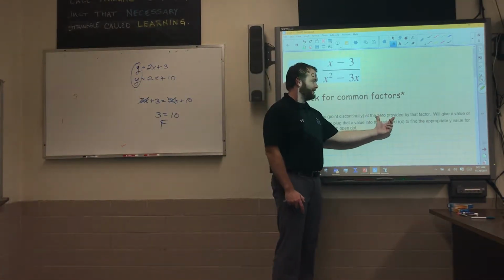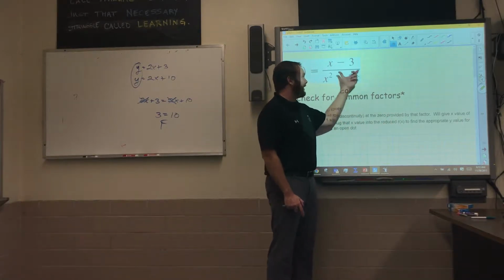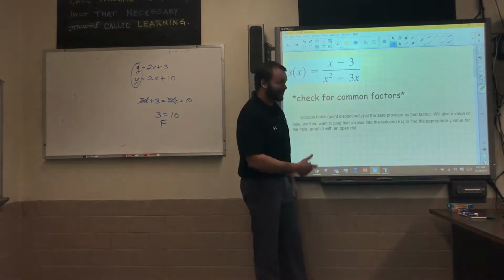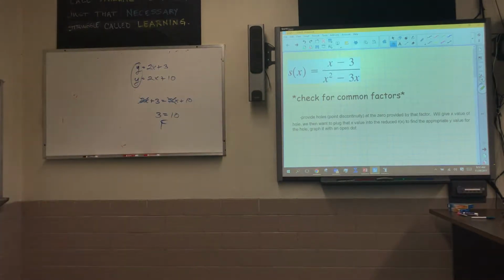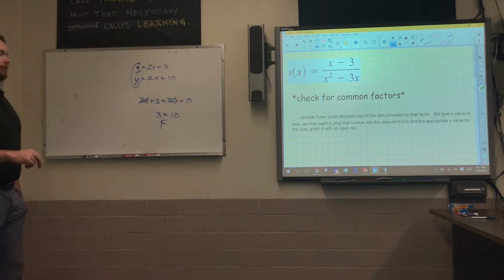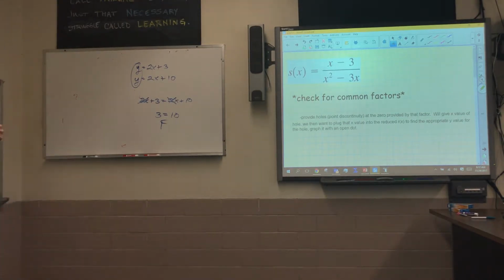But when I say this 0 here, I'm just meaning that I took the factor that these two things had in common and I set it equal to 0. Okay. And solve for that. So that will give you the x value of the hole. Okay. We then want to plug that x value into the reduced r of x. Okay, the reduced rational function, to find the appropriate y value for the hole. Okay, and when you graph it, you're going to graph it with an open dot.